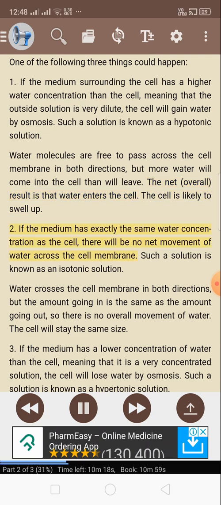2. If the medium has exactly the same water concentration as the cell, there will be no net movement of water across the cell membrane. Such a solution is known as an isotonic solution. Water crosses the cell membrane in both directions, but the amount going in is the same as the amount going out, so there is no overall movement of water. The cell will stay the same size.